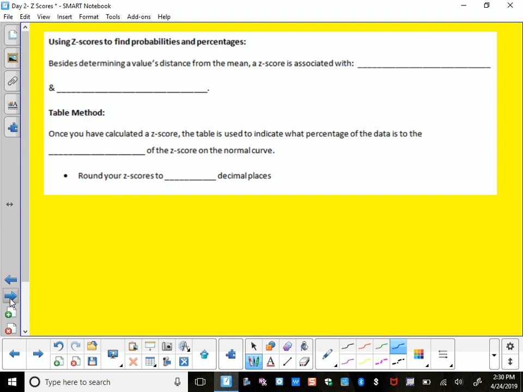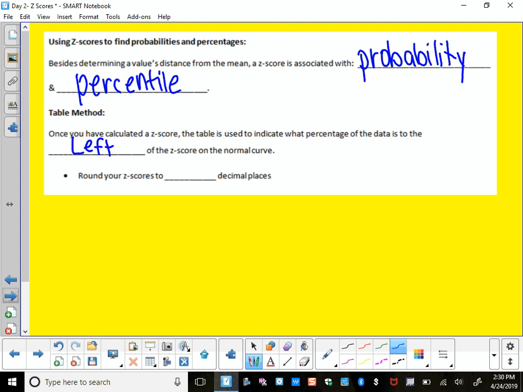All right, so this is where I need your focus. Besides determining a value's distance from the mean, a z-score is associated with probability. You'll hear me say that a lot today. Probability and percentile. Percentile just means percentage, that kind of thing. Once you have calculated a z-score, the table is used to indicate what percentage of the data is to the left of the z-score on the normal curve.